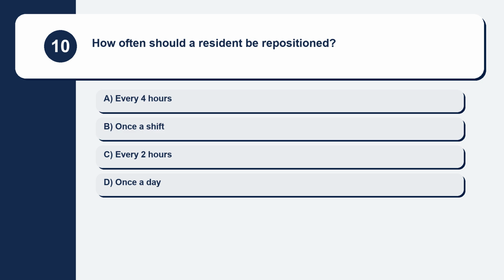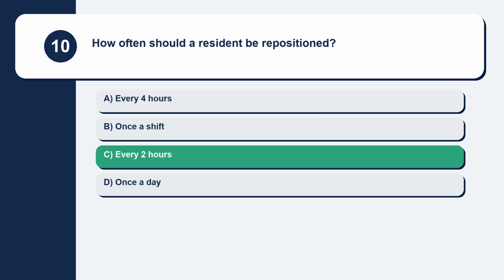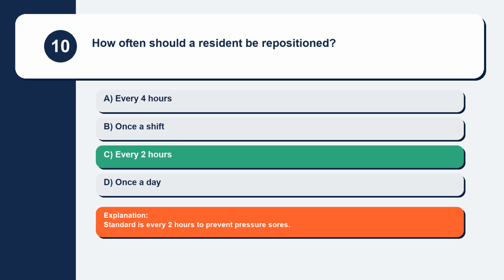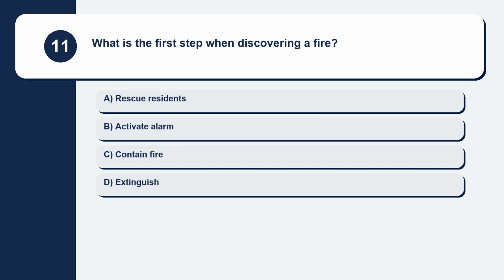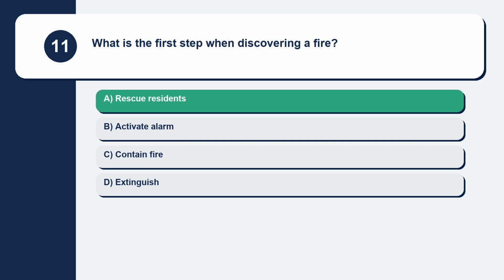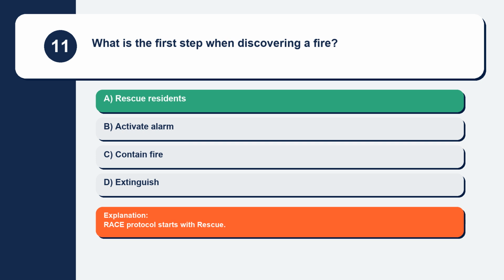Question 10. How often should a resident be repositioned? Every 4 hours, once a shift, every 2 hours, once a day. Standard is every 2 hours to prevent pressure sores. Question 11. What is the first step when discovering a fire? Rescue residents, activate alarm, contain fire, extinguish. RACE protocol starts with rescue.